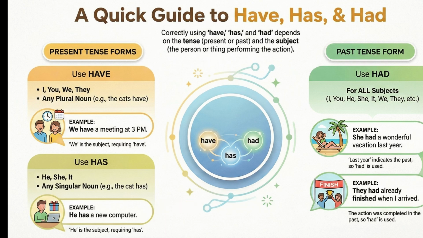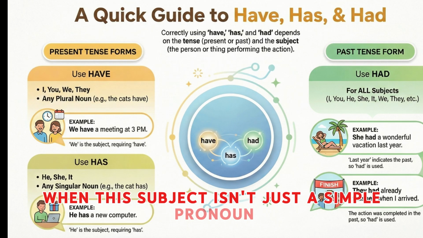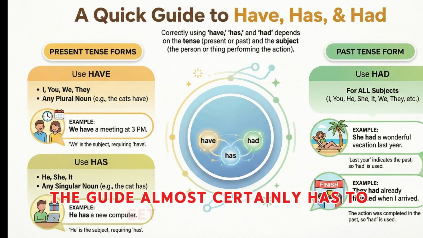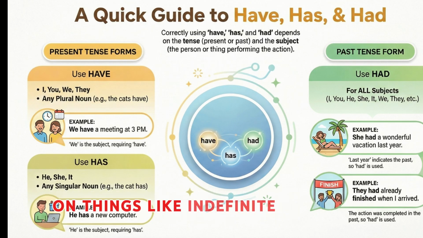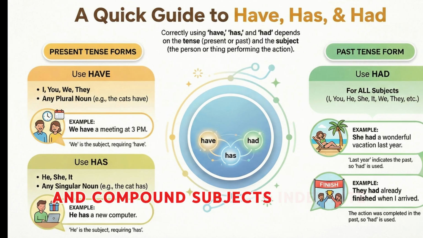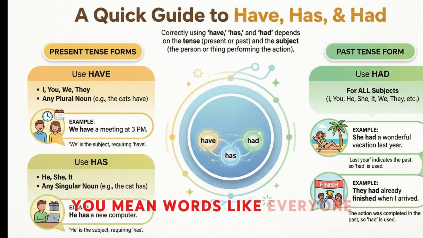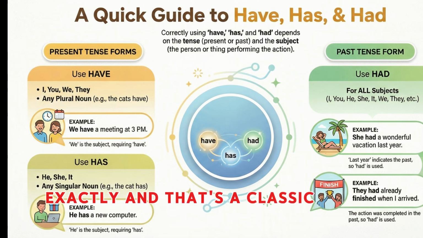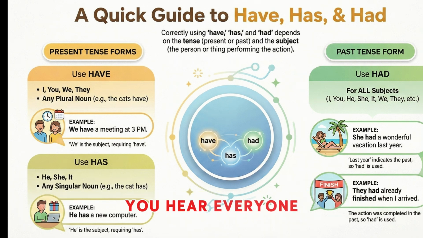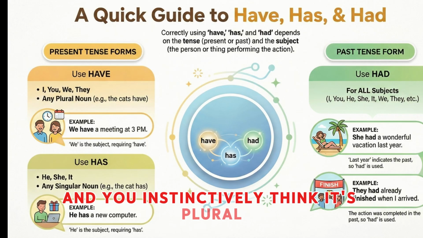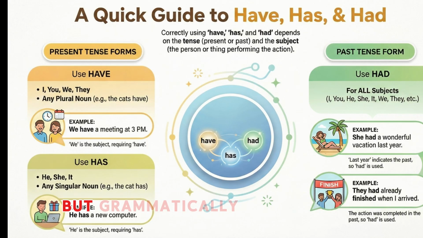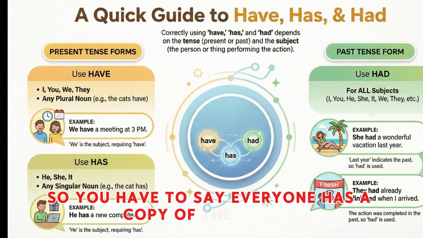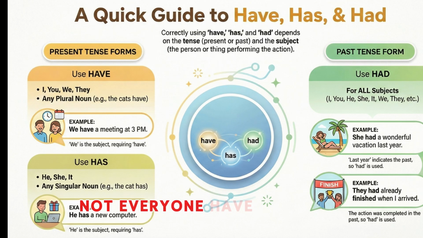Oh, absolutely. The ambiguity pops up when the subject isn't just a simple pronoun. The guide almost certainly has to get into the weeds on things like indefinite pronouns and compound subjects. Indefinite pronouns, you mean words like everyone, somebody, nobody? Exactly. And that's a classic error right there. You hear everyone and you instinctively think it's plural, a crowd of people. But grammatically, it's singular, so you have to say everyone has a copy of the report, not everyone have.